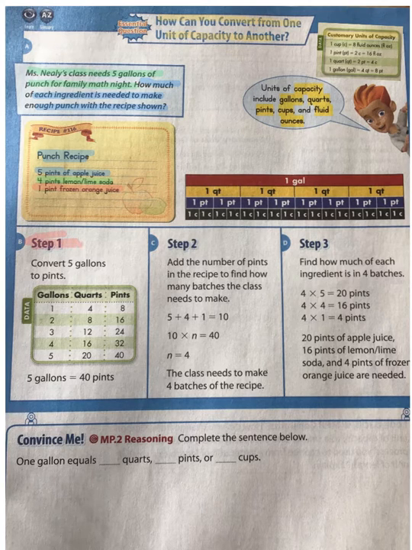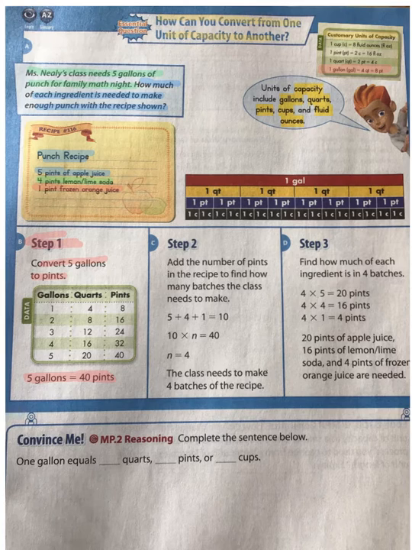So the first thing that we have to do is convert 5 gallons into pints. So we're going to look up at our chart and we can see that 1 gallon equals 4 quarts or 8 pints. So we're going to use that chart to help us. Since 1 gallon equals 8 pints, we need to multiply 5 times 8 to get 40 pints. So 5 gallons equals 40 pints.